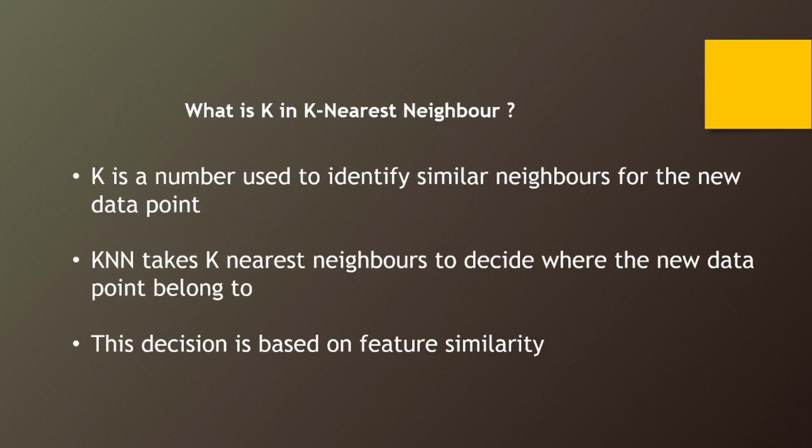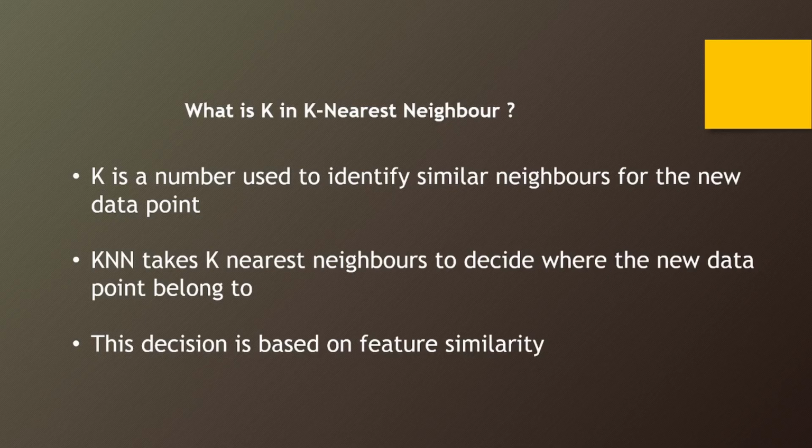So what is k in k nearest neighbor? The k in k nearest neighbor is a number used to identify similar neighbors for the new data point. K nearest neighbor takes k nearest neighbors to decide where the new data point belongs. So let's take an example. Let's say you have moved to a new place and you try to find new neighbors who have similar hobbies and who have the same goals as you. That's how the k nearest neighbor works.